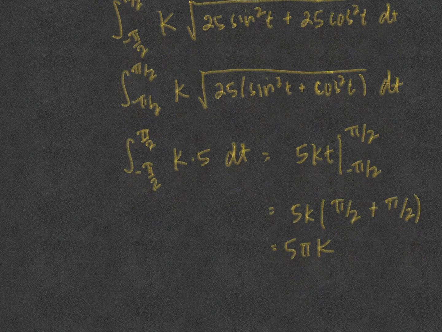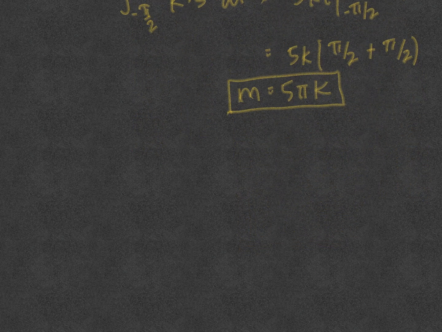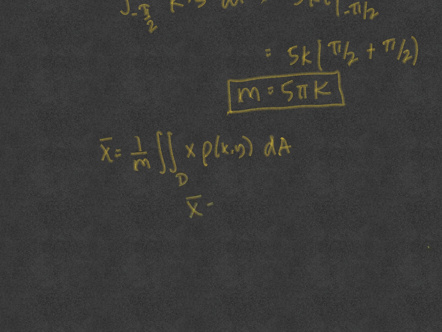So that is our mass, and that's a good place to be. Now we also have to find our center of mass. If you go back and look up those formulas, we say that x bar is equal to 1 over m times the double integral of x times rho in terms of x and y with respect to the area over the region D. So we're going to transform this to say x bar equals 1 over the mass times the integral over the curve of x times our rho, which is k, with respect to s.